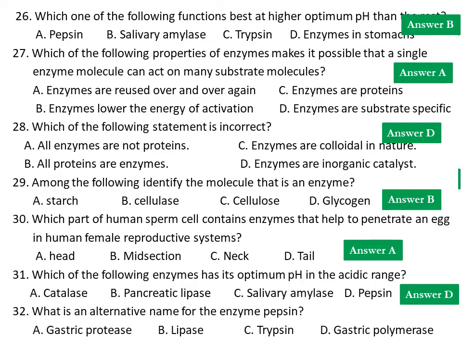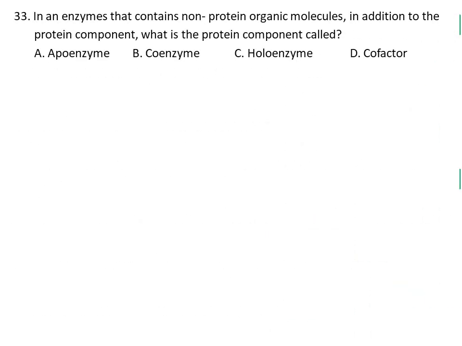Question number 32. What is an alternative name of enzyme pepsin? A. Gastric protease. B. Lipase. C. Trypsin. D. Gastric polymerase. So the answer should be C. Trypsin is an alternative name of pepsin.